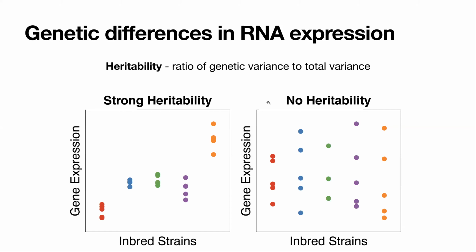Whereas in a non-heritable RNA transcript, we see a lot of variability within strain, just as much variability within strain as we see across strains. So this RNA that has no heritability or very little heritability isn't a good candidate for the mediator of the effect of a DNA variant on our phenotype. And so we're looking for transcripts with this strong heritability characteristic.